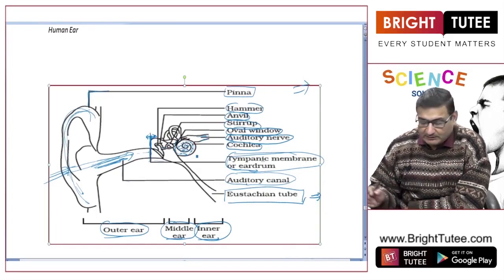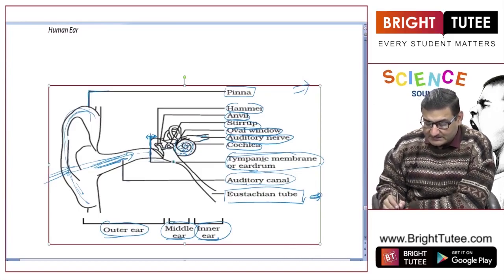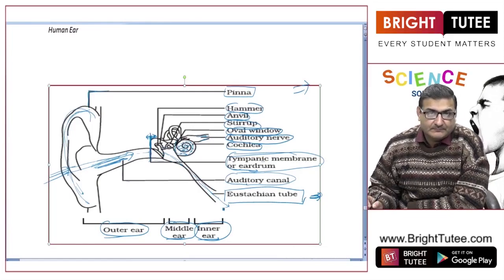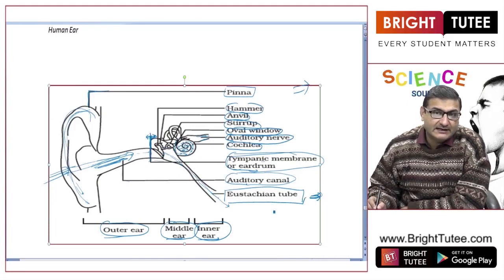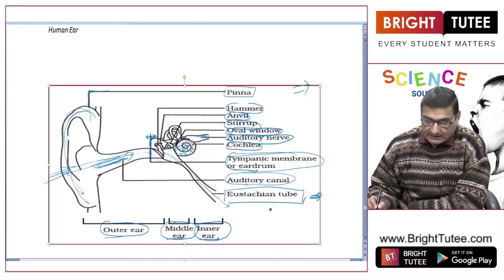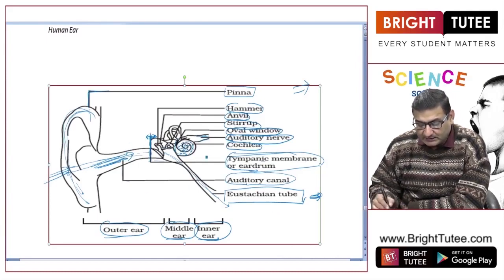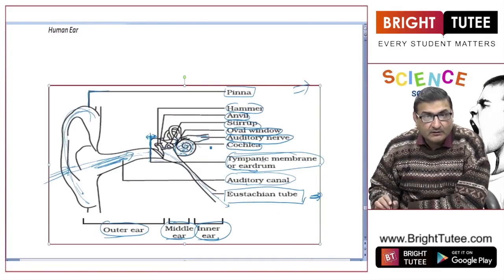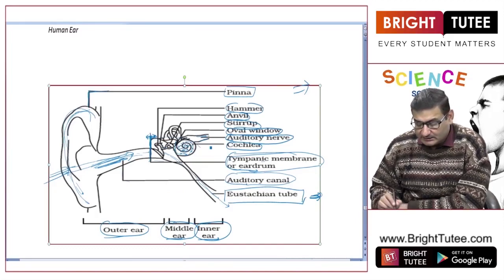Now, quite important, there is one part that we have left, that is the Eustachian tube. Now what exactly is the Eustachian tube? This is a tube which goes from the middle ear to the throat. Fine. And why does it go? Because this is very important, it maintains the air pressure. Inside our ear there is no air actually. In order to maintain the air pressure, this tube goes into the throat.